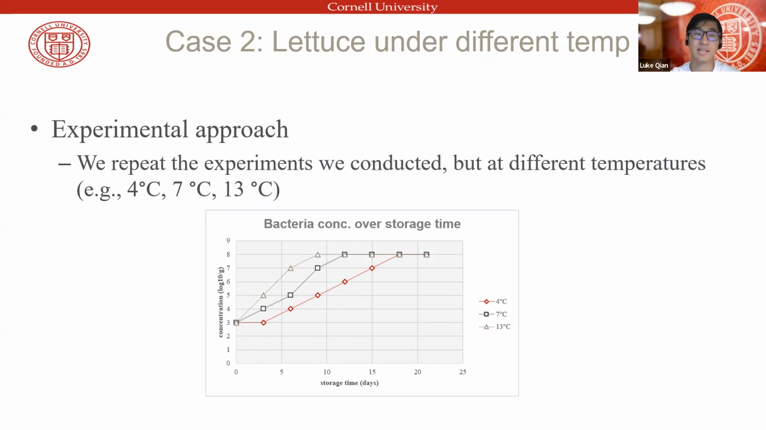Again, with those experimental results, we plotted them in this plot. We can see that at 13 degrees C, our shelf life shortened substantially, resulting in only approximately 6 days. And with 7 degrees C, our shelf life is shortened to about 8 or 9 days.